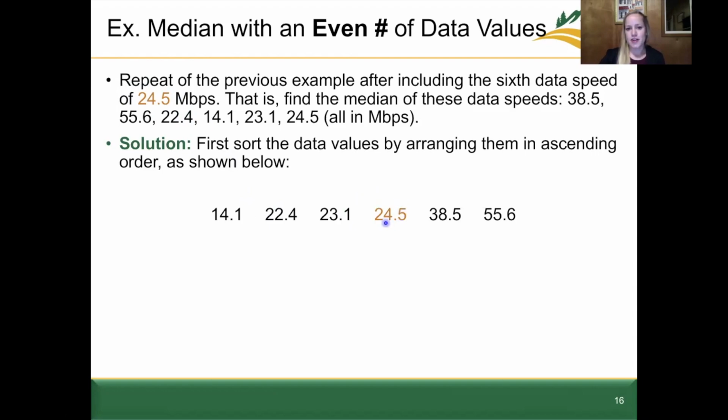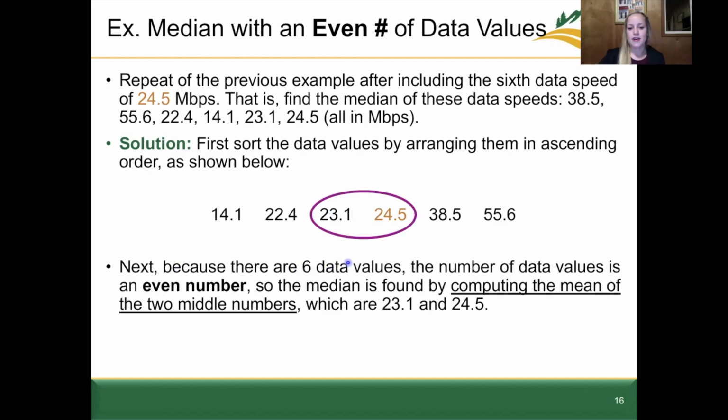Now, if we were to try to do what we did for an odd number of data values, we'd cross out 14.1, 55.6, 22.4, 38.5, and then we're left with both of these numbers, so 23.1 and 24.5. So which of these would be our median? Well, actually, neither of those is our median. We still have to take the mean of these two values.